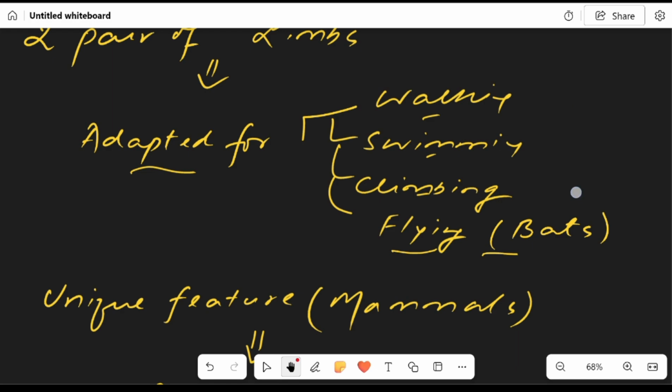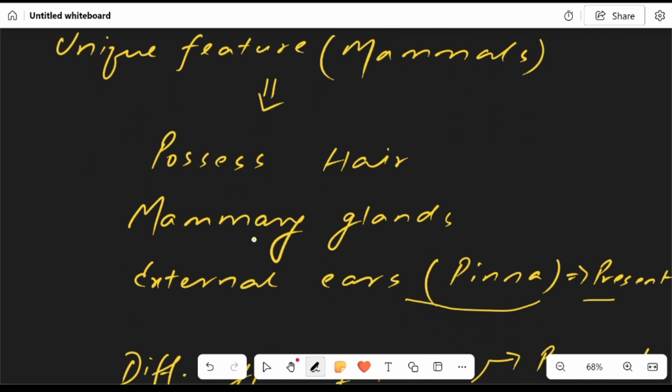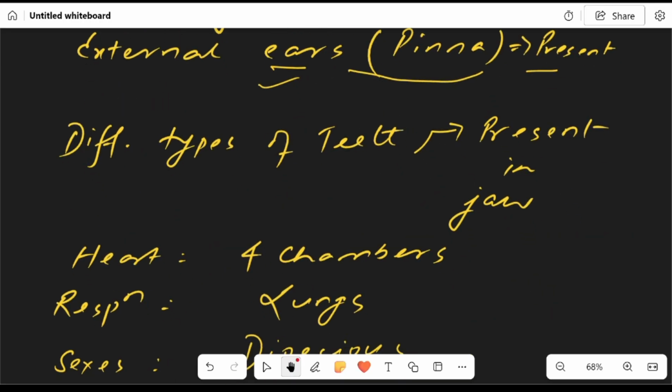What is the unique feature of mammals? They possess hair, mammary glands, and they have external ears, the pinna. Till now, the tympanum was used in reptiles. Different types of teeth are present in the jaw of mammals.